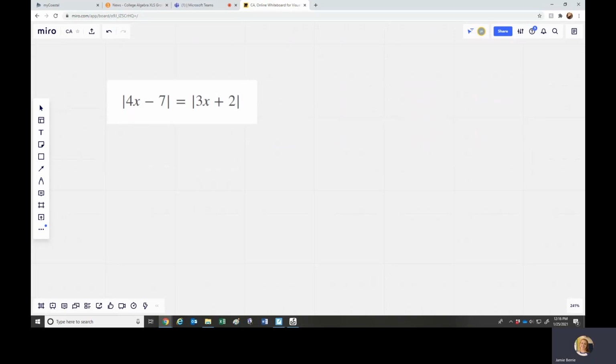The reason that this is more difficult is because there's a few different cases you have to consider. All right, so let's think about the way that this could work out. Here we have the absolute value of 4x minus 7 equals the absolute value of 3x plus 2. There's two ways that this could happen. You may have 4x minus 7 equals 3x plus 2, or you could have negative (4x minus 7) equals 3x plus 2.